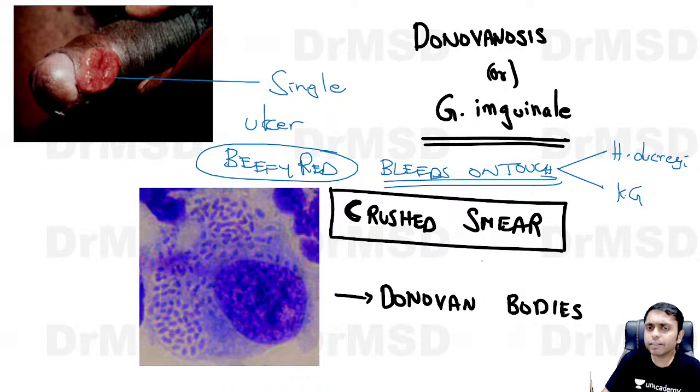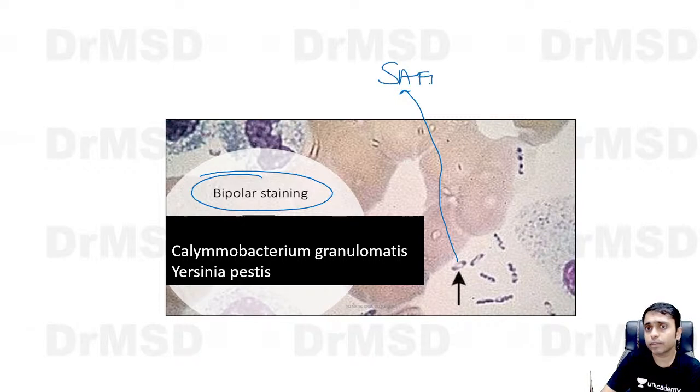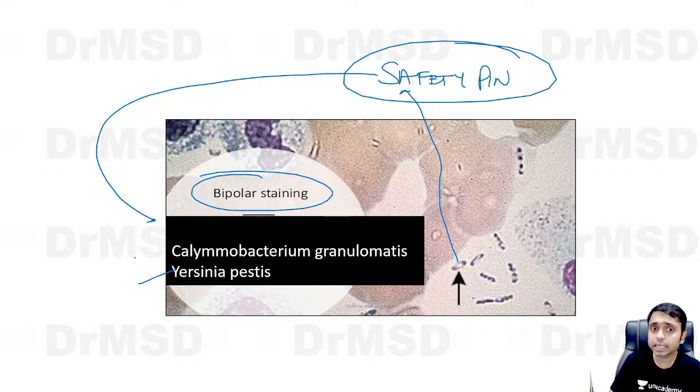Okay, and if we do a crush smear, we can see these Donovan bodies as bipolar staining, safety pin like appearing structures. Okay, safety pin appearance, this is also very important, this was actually asked recently. So okay, please remember that along with plague causing Yersinia pestis, even Calymatobacterium granulomatis also can show this.